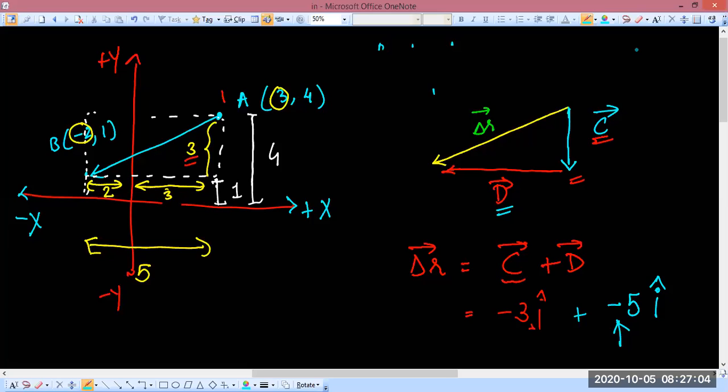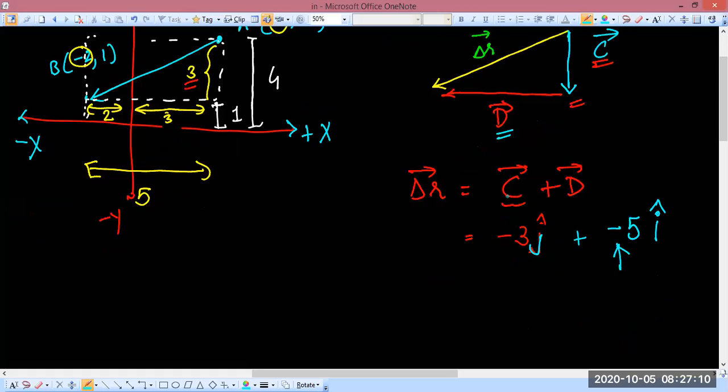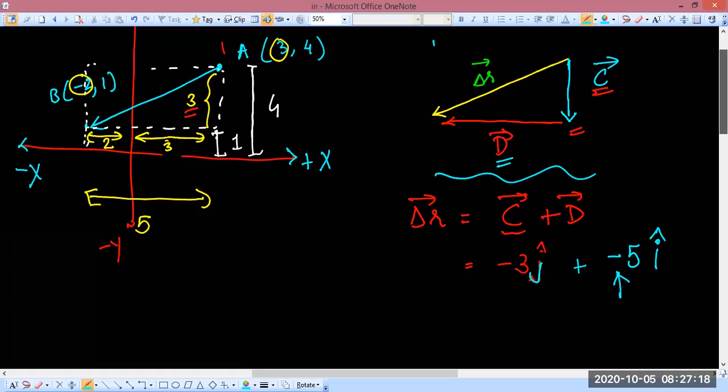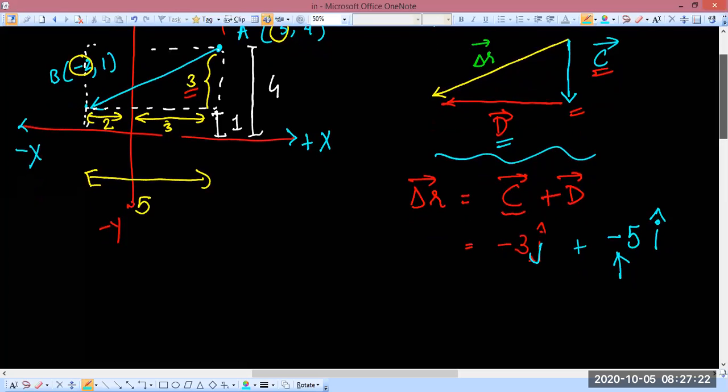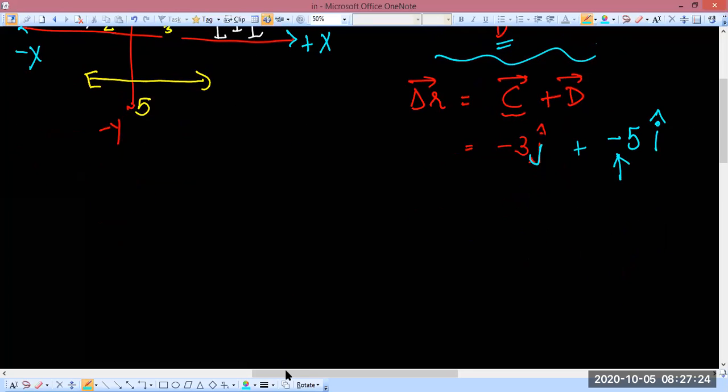Okay, but see, every time, listen to this, every time we don't like to do all this. Who will draw so much every time? You should learn to do it without spending any time at all. You should be able to do it immediately. Okay, let's try one more. Come on, let's try one more.